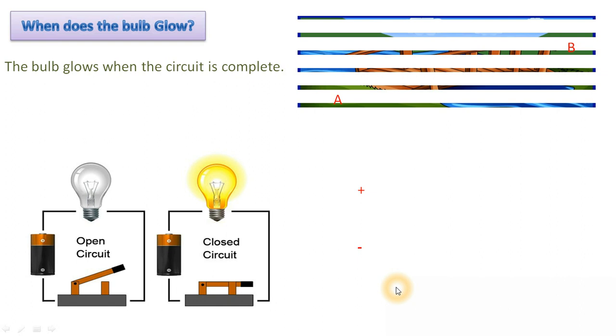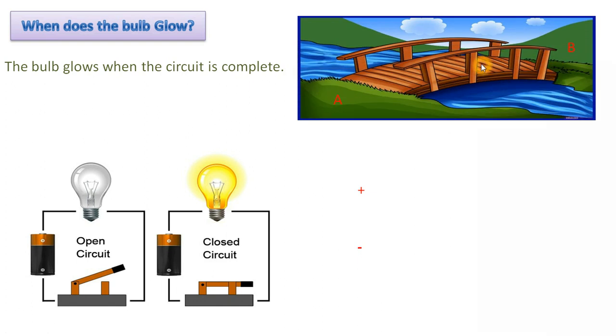Let's suppose you have a bridge, and this bridge connects two places. Let's say it connects town A and town B. So if you want to reach from town A to town B, you need to cross the bridge. So this bridge is actually providing a path to travel from A to B.